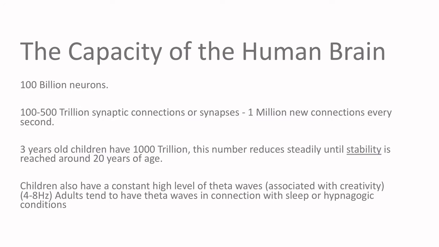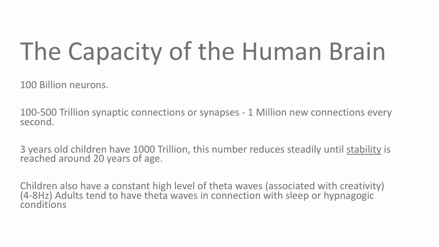If we consider the capacity of the human brain for a moment, I'm sure we'd all agree that it's an incredibly complex organ, and we're still learning a considerable amount about the capacity and the capability of the brain. If you look at some of these figures, they're truly, literally mind-boggling. However, if we look at points 3 and 4, these are areas that I think we could really begin to capitalise on. So a child up to the age of 3 has approximately 1,000 trillion connections or synapses, and this number reduces steadily until stability is reached around the age of 20.